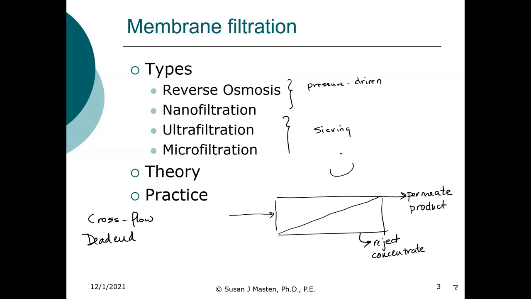So if we think about it, here's our membrane surface, and I'm drawing this with a tubular membrane. Let's say we've got water flowing into the membrane. The walls of the unit serve as our membrane surface. So our permeate flows through that surface, and our reject stream flows out the other side. That's the simplest way to think of it. So this would be a cross flow.